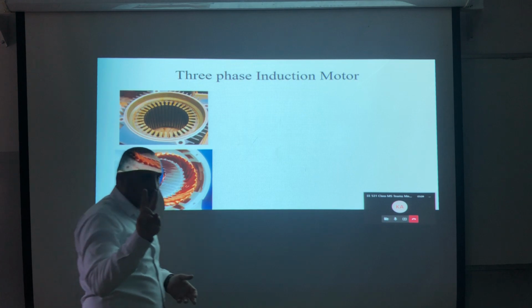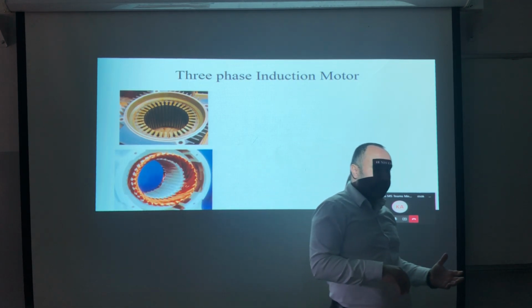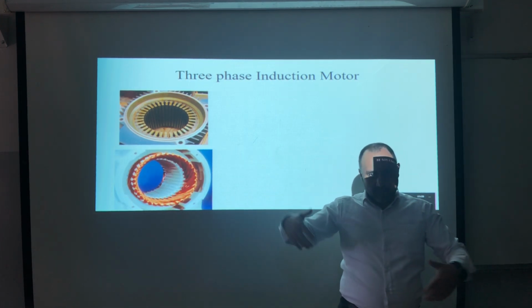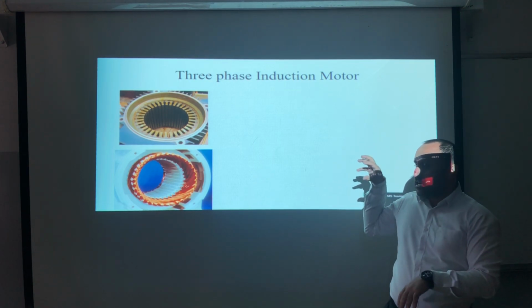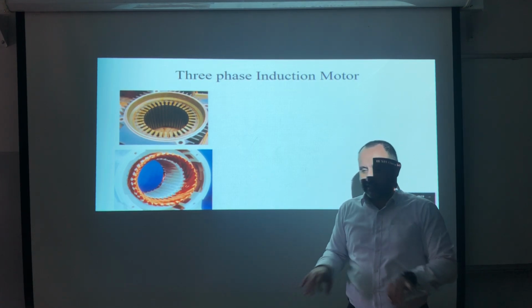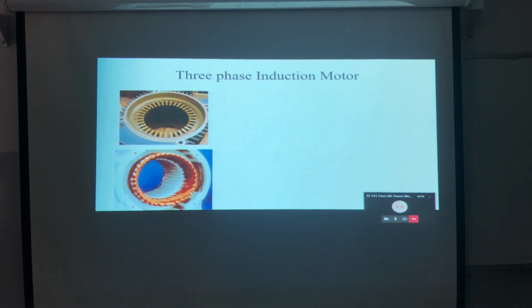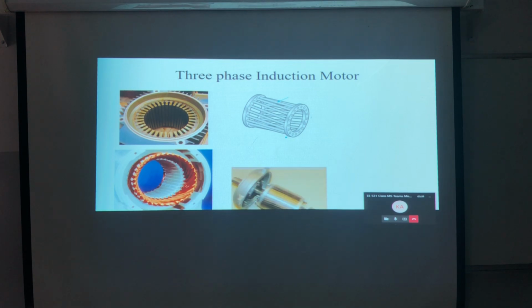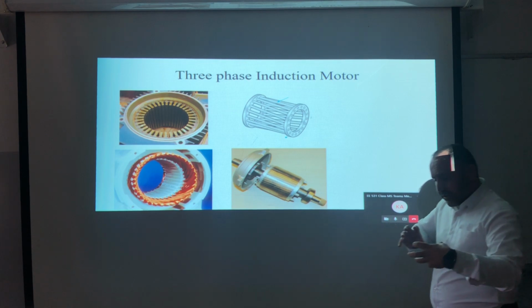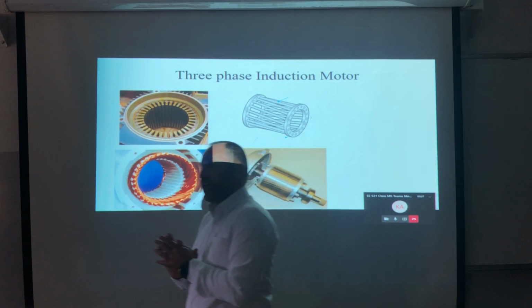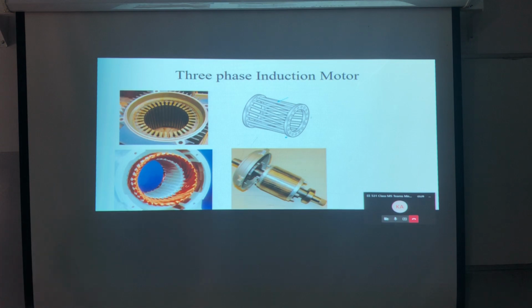In the rotor, I'm having 2 choices. The first one is what? The squirrel cage, the most famous one, which means that the rotor has no winding. It's bars shorted by a ring. This is a picture of the squirrel cage, and this is the actual squirrel cage rotor. Here I don't have any windings. And why do we call it squirrel cage? Because of the shape.